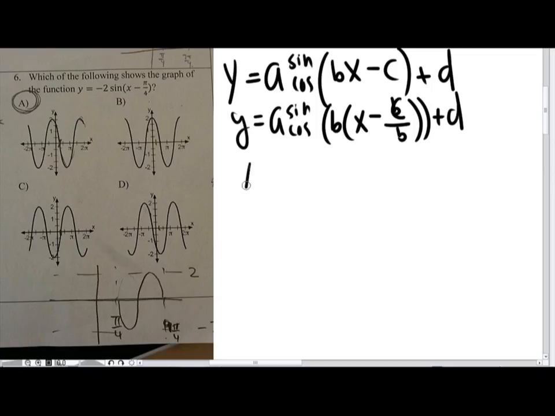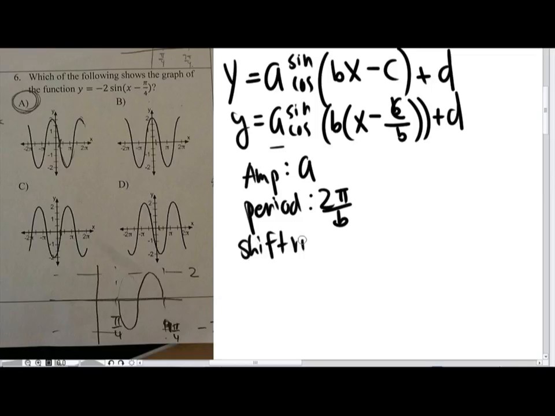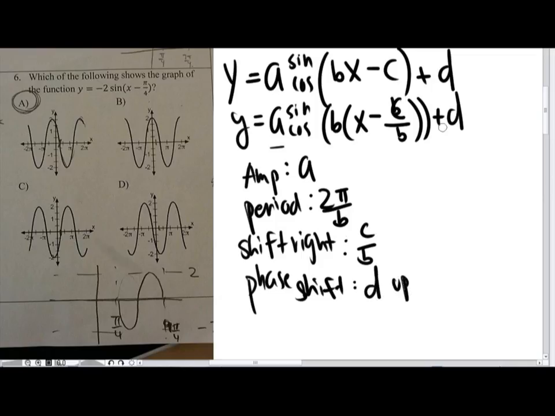So our amplitude is a, and then our period is 2 pi over b. Then we have a shift to the right of c over b. And if this were to be a plus, that would be a shift to the left. Then we finally have a phase shift of d units up. And if this was a minus d, then it would be d down.